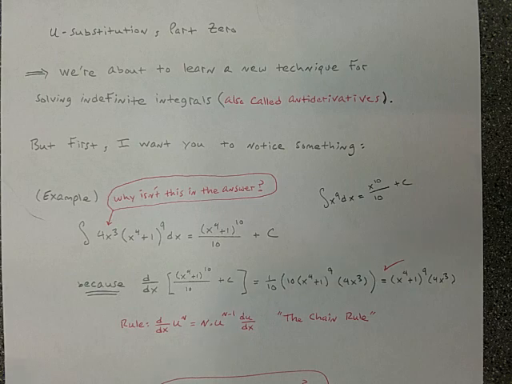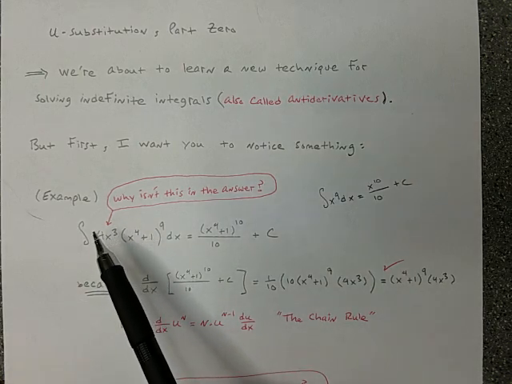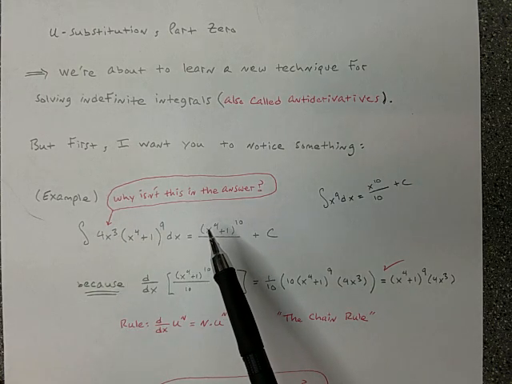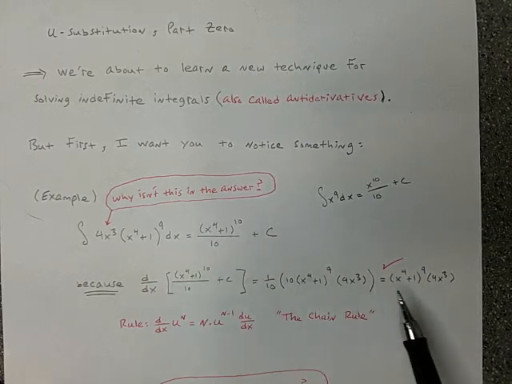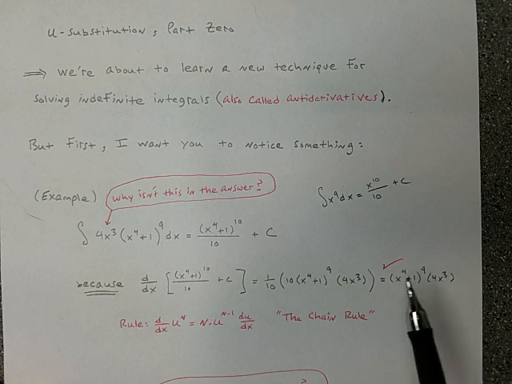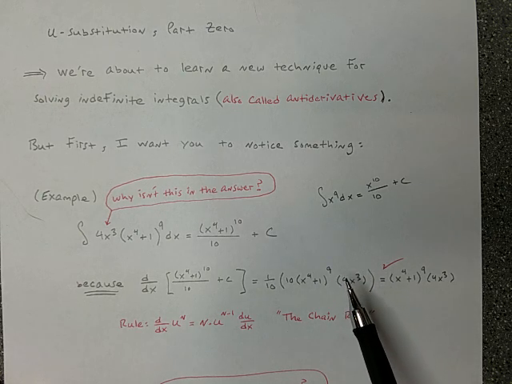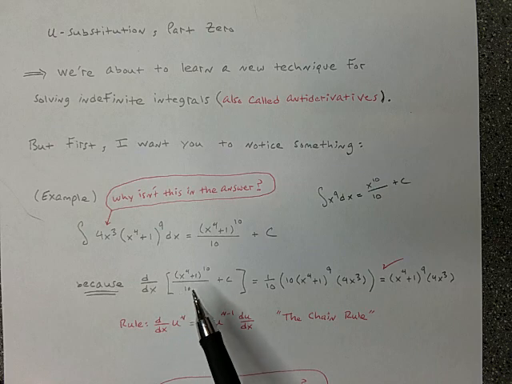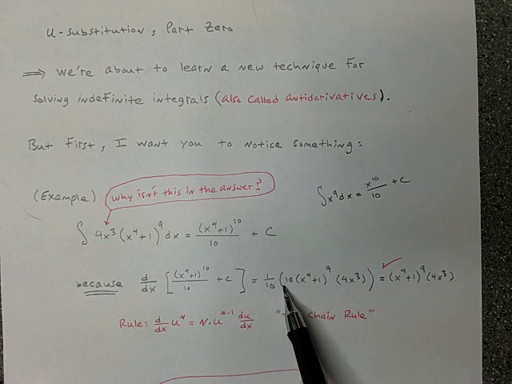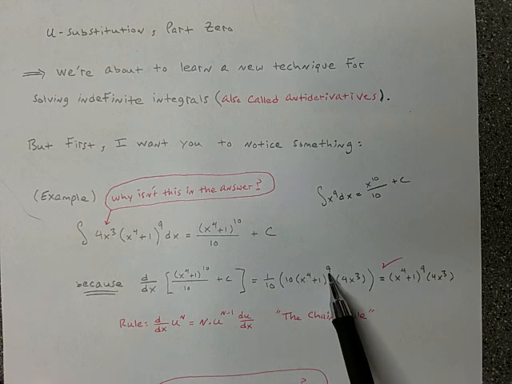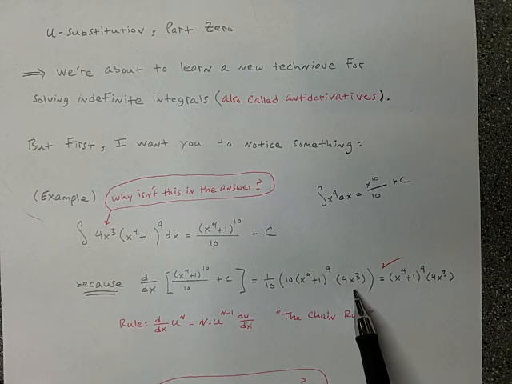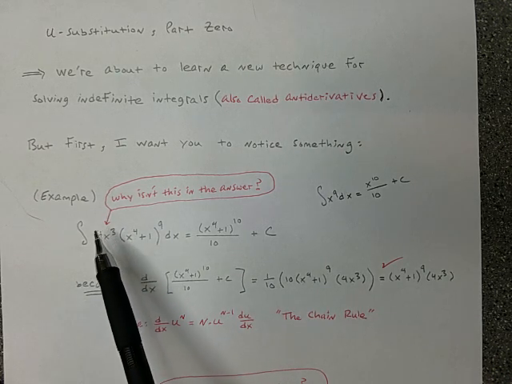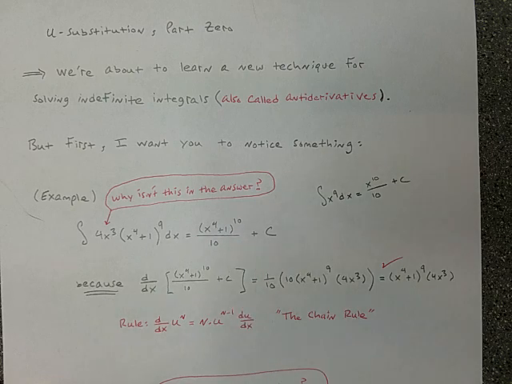Now, the answer to why this is in the question, but it's not in the answer, is because notice when I check the answer, that 4x to the third, that's a byproduct of using the chain rule, right? So when you take the derivative of x to the fourth plus 1 to the 10th power, you bring the 10 down to the front, you take 1 away, you get 9, and then you take the derivative of that inside part, all right? So that's why it was in the question, but it wasn't in the answer.